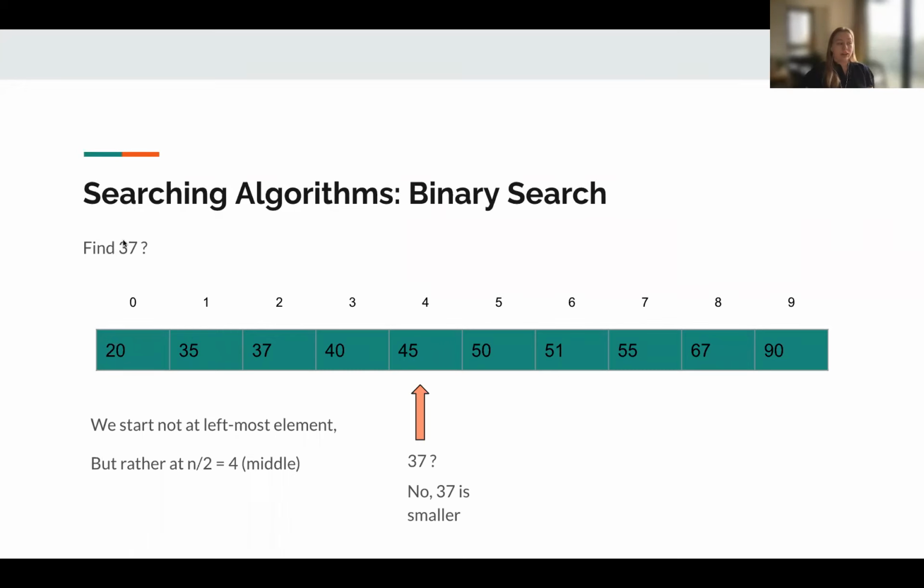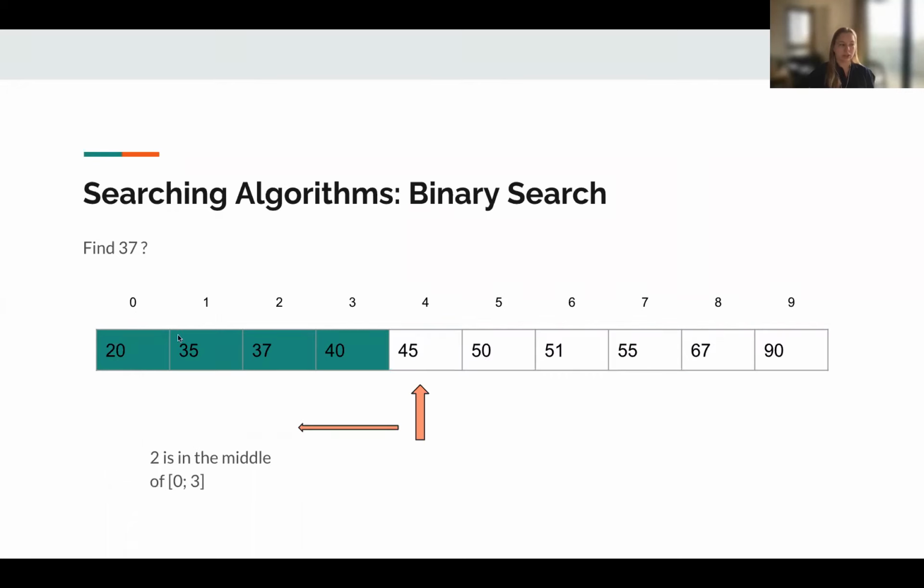We want to find number 37 again, but instead of starting on the leftmost element, we start right in the middle. So we have 10 elements. So 9 minus 0 is 9. 9 divided by 2 is 4. So we start at the middle. Is it 37? No, it's not. 37 is smaller. So we know that we should not search in here. Instead, we should search in the left side.